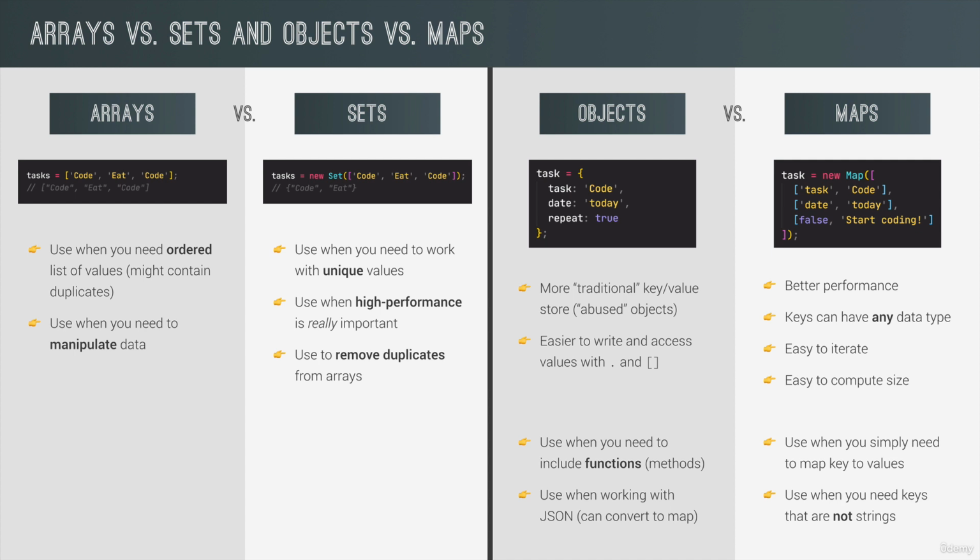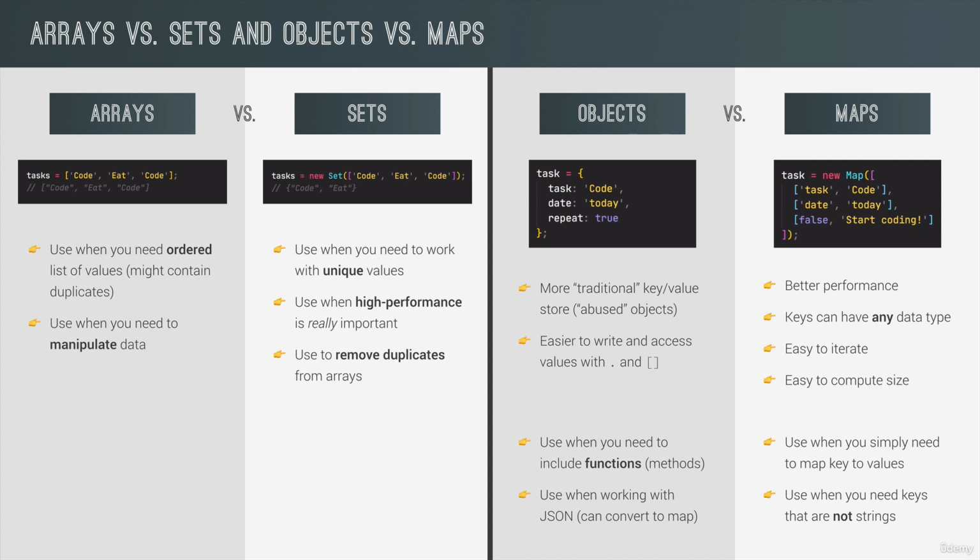Now, if you need functions as values, then you should absolutely use an object for that. So in objects, these functions are then called methods, and you can use the this keyword to access properties of the same object, which is impossible in maps. Also, when working with JSON data, as we saw in the previous slide, you will probably be using objects for that as well, unless you then want to convert the objects to maps. But that's usually not something that we do.